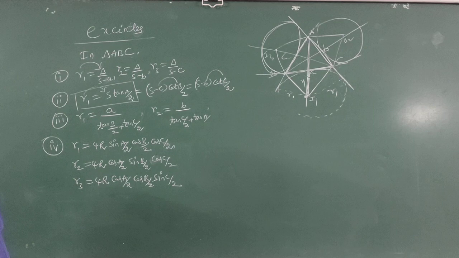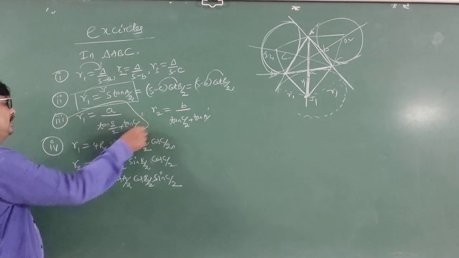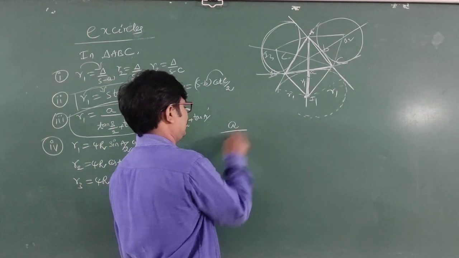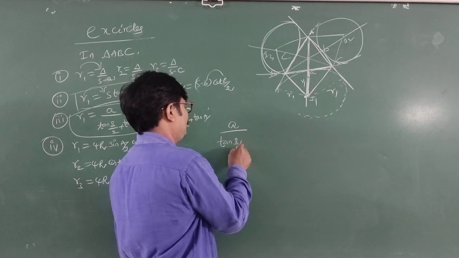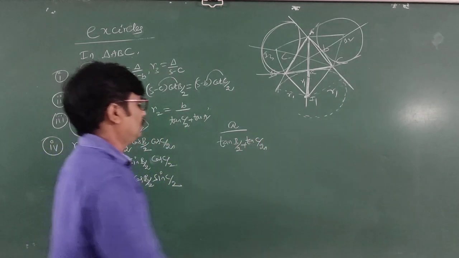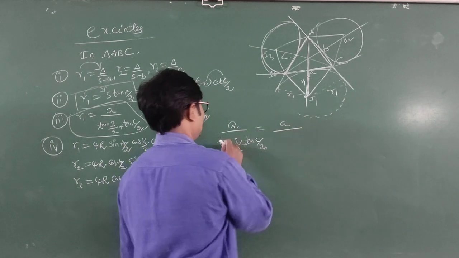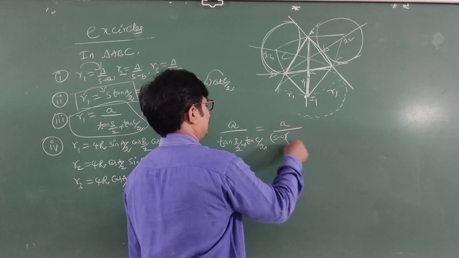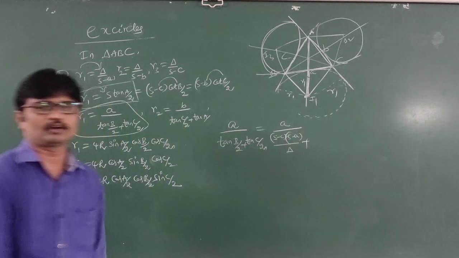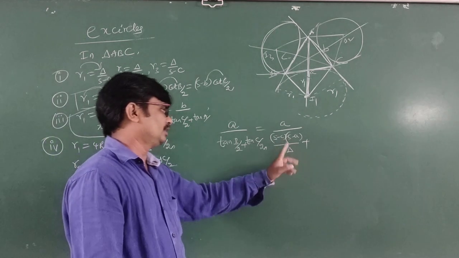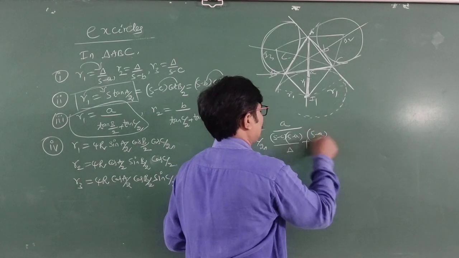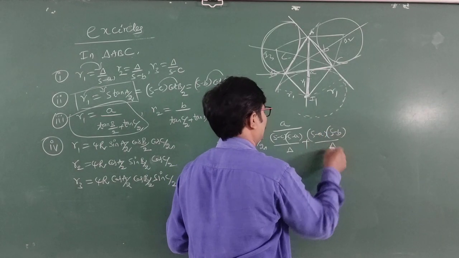So my dear students, another one is there: r1 equal to a by tan of B by 2 plus tan C by 2. How to write this? It is a by, where tan B by 2 can be written as root of (s minus c)(s minus a) by delta. When you remove the root in the numerator, undoubtedly there is delta in the denominator. And tan C by 2 is (s minus a)(s minus b) by delta.